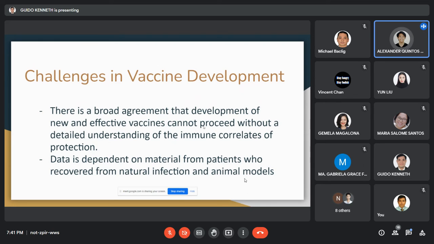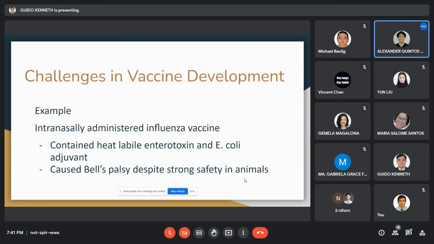So if we head to our next slide, an example of this is the intranasally administered influenza vaccine, which contains a heat-labile enterotoxin from E. coli as an adjuvant. It actually caused Bell's palsy in humans, despite having strong safety in animals. This is because, for an example of an animal model, the mouse's immune system differs radically from humans.